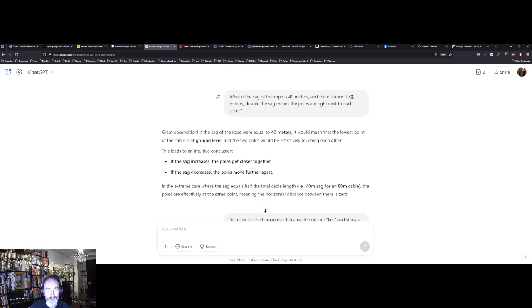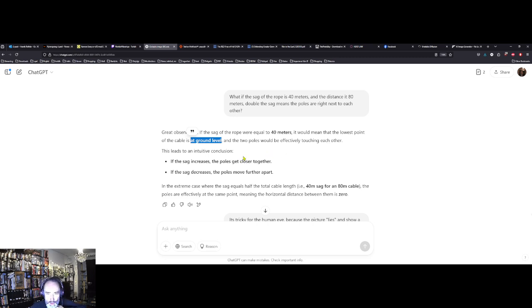That is the trick. And the AI goes on to say, great observation. If the sag of the rope were equal to 40 meters, it would mean that the lowest point of the cable is at ground level. No, that's not correct. It's 10 meters above the ground. And the two poles would be effectively touching each other. Yes, that is the trick. They are right next to each other.